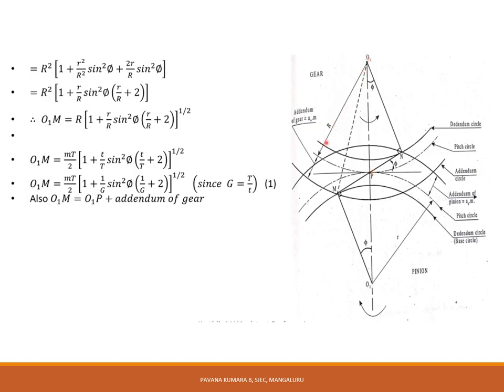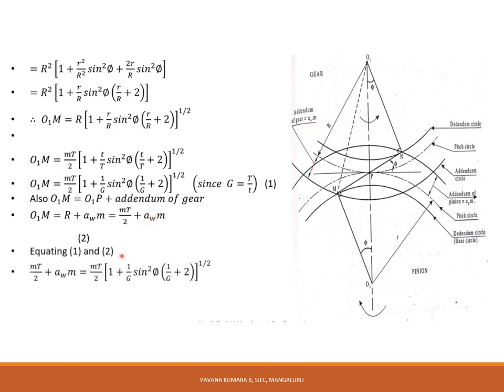So O1p is nothing but R, O1 plus addendum of gear AW into m, that is nothing but O1m is equal to R. O1p is nothing but R plus AW into m, and R is nothing but mt divided by 2 plus AW into m. So this much area, find out O1m. O1m is nothing but O1p plus P to this area, and that is O1m divided into 2, R plus AW into m.